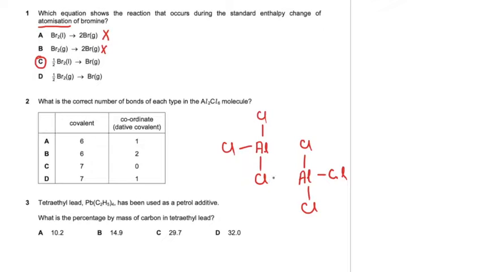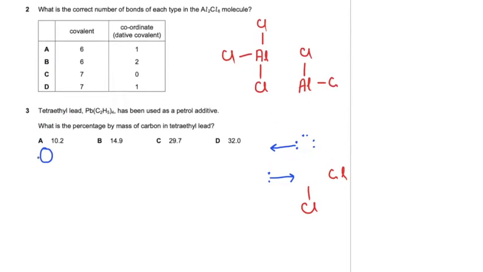So for the sake of stability, this aluminum will share a pair of electrons with this aluminum and will make a dative bond. Similarly, this chlorine atom has 3 lone pairs. So this chlorine will share one of its lone pairs with this aluminum. So in this structure, there are 2 dative bonds and 1, 2, 3, 4, 5, 6 covalent bonds. So the answer is B.